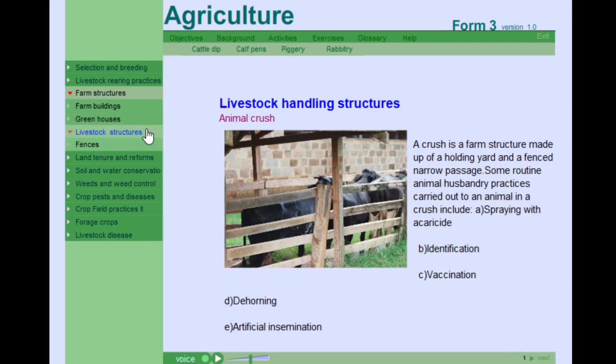Livestock handling structures. Animal crush. A crush is a farm structure made up of a holding yard and a fenced narrow passage. Some routine animal husbandry practices carried out to an animal in a crush include spraying with acaricide, identification, vaccination, dehorning, and artificial insemination.